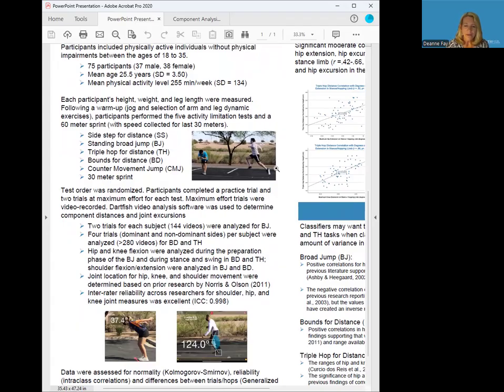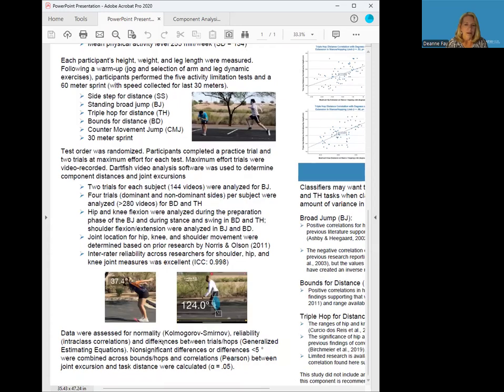Those maximal effort trials were videotaped, and you can see here video that was taken from a sagittal view that got far enough away that you could see the full components of movement. You can also see then down below other examples of a preparation at a broad jump or a landing during a triple hop. These videos were uploaded into Dartfish and analyzed for joint excursion.